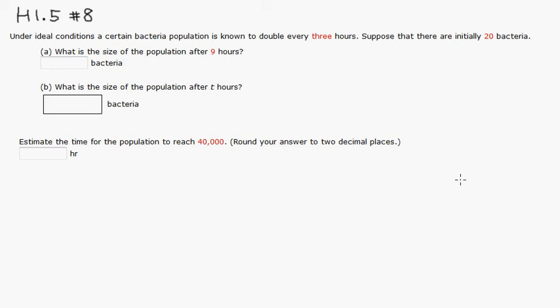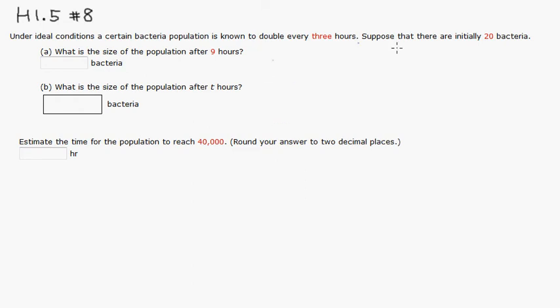Okay, let's go over homework 1.5 number 8. We're talking about the population of bacteria, and it says that it doubles every 3 hours, and we start with 20 bacteria. All right, part A. What is the size of the population after 9 hours?